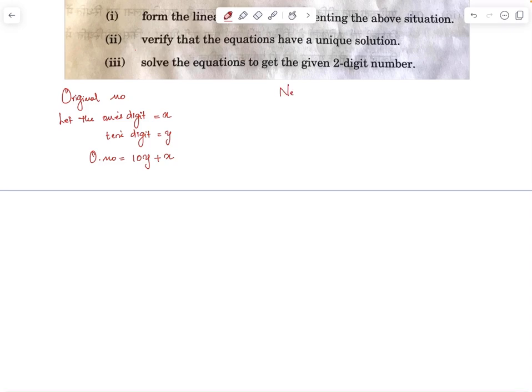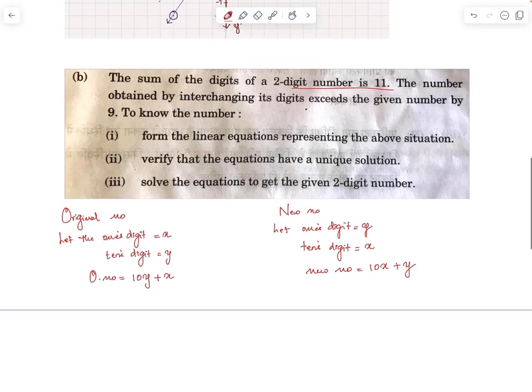The second number referred is the new number after interchanging the digits. That is, the ones digit is y and the tens digit is taken as x. We get the new number as 10x plus y. Here x is multiplied by 10 so as to make it sit in the tens place. There is a relationship between these two numbers mentioned in the question. The number obtained by interchanging its digits exceeds the given number by 9. That is, the new number is bigger than the original number by 9.